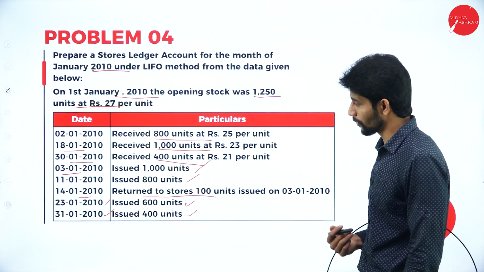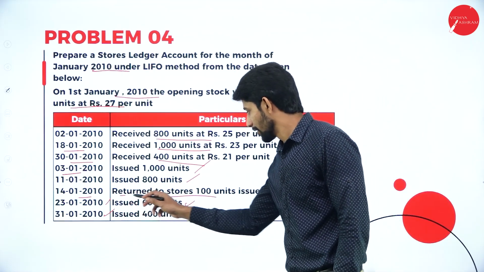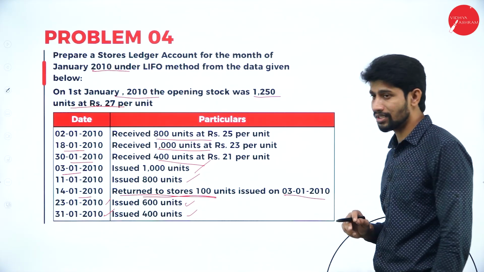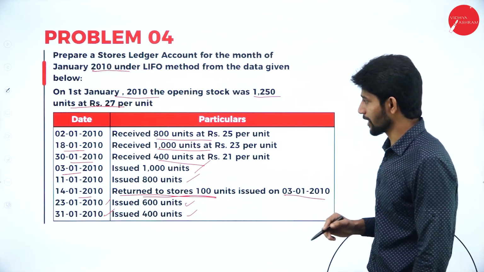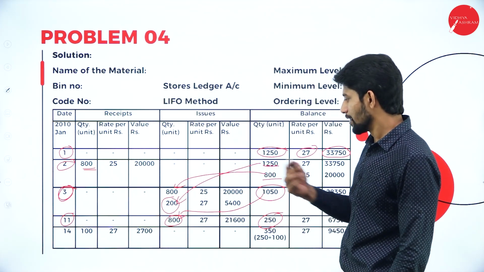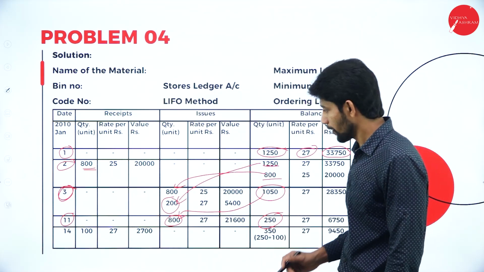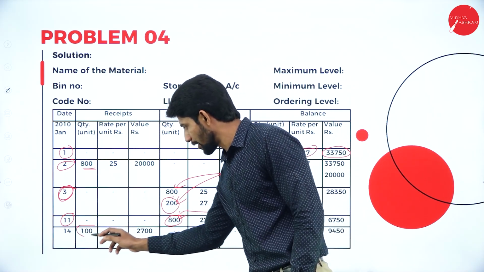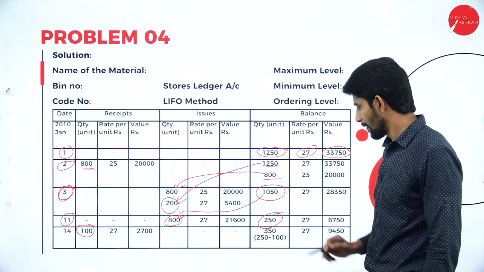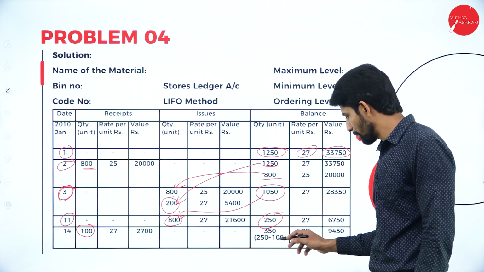Return. Yes, 14th. What is the entry? Return. Returned 100 units which were issued on 3rd Jan. So whatever item we issued on 3rd Jan, of that 100 is received back. So on 14th we received 100 units from the department. So that we are supposed to show in the balance column. So 250 plus 100.